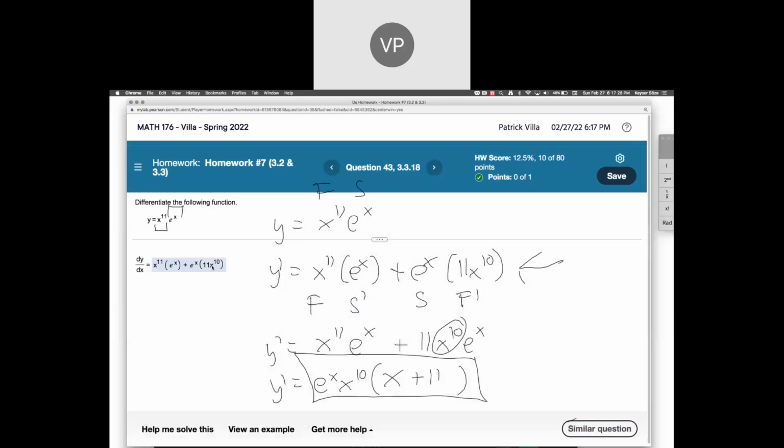So I could have entered that first one. I could have entered this last one. I could have entered the middle one. They would have taken them all. And that's the key of reading the directions. If it says simplify, you got to take it down to what I have in this box.